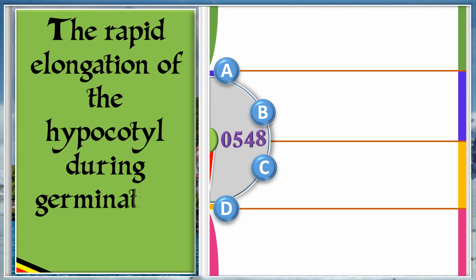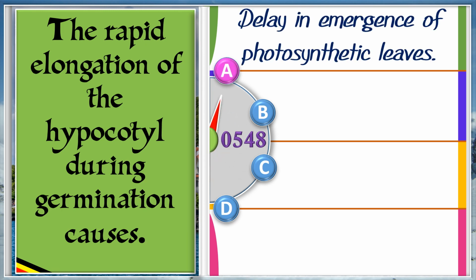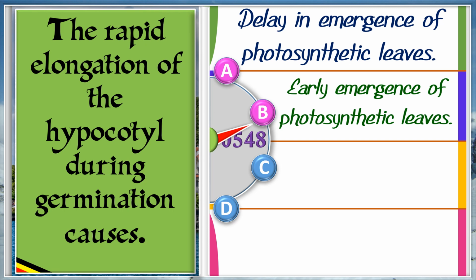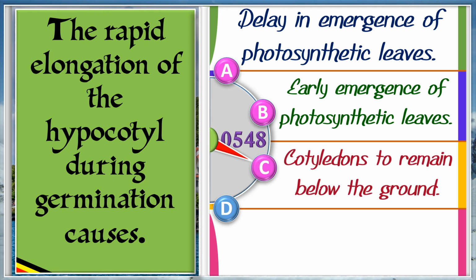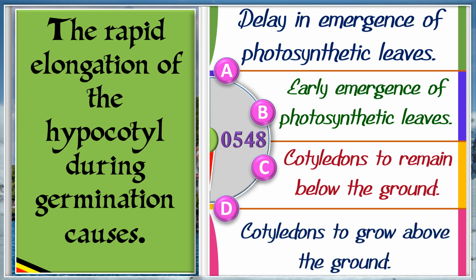The rapid elongation of the hypocotyl during germination causes A. Delay in emergence of photosynthetic leaves. B. Early emergence of photosynthetic leaves. C. Cotyledon to remain below the ground. D. Cotyledons to grow above the ground. And the answer is D. Cotyledons to grow above the ground.